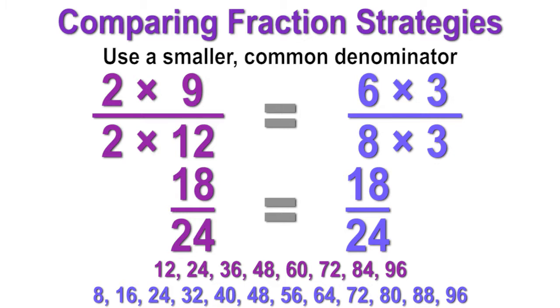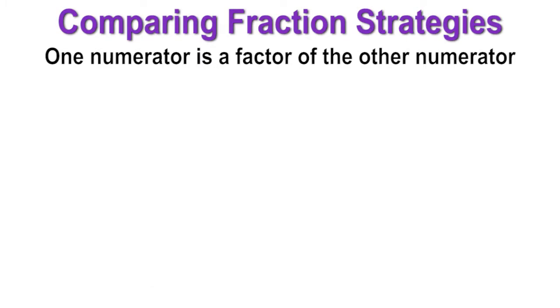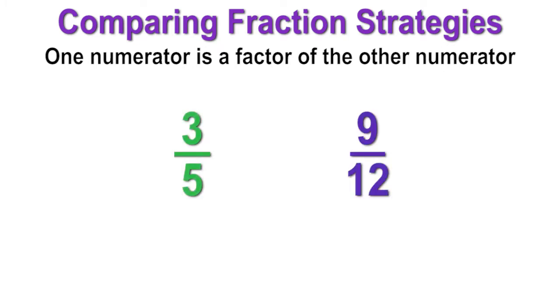We will be using these same strategies, but applying them to the numerators of fraction sets in order to make common numerators for comparing fractions. Let's begin with the first strategy of determining if the smaller numerator is a factor of the larger numerator. Look at the following fraction set, 3/5 and 9/12. Notice that 3 is a factor of 9, so our common numerator is 9.